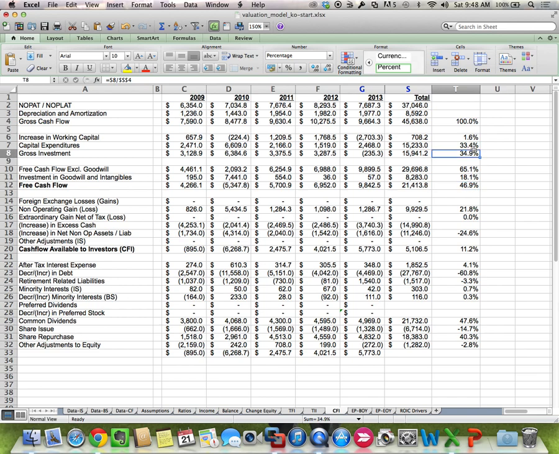It's really 65. Because they're putting about a third of it back in, and they technically have about 65 to pay out. But after acquisitions, it includes 47.